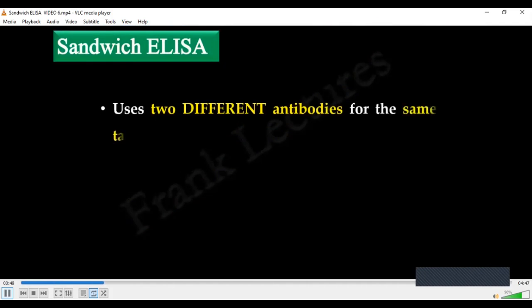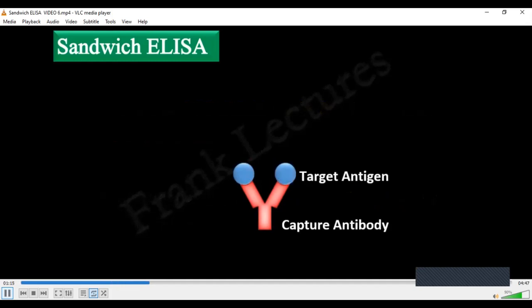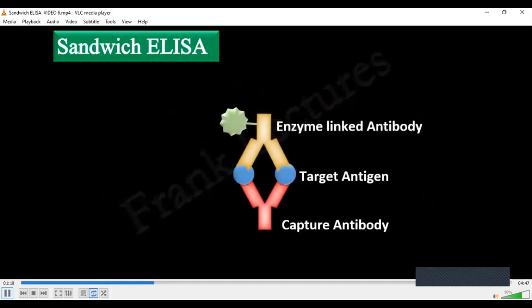Sandwich ELISA uses two different antibodies for the same target antigen. Important point is that these antibodies recognize and bind to different epitopes on the target antigen. Let's understand the details of sandwich ELISA. Sandwich ELISA requires three main components: capture antibody, target or test antigen, and an enzyme-linked antibody. Thus, in sandwich ELISA, an antigen is trapped between two antibodies.